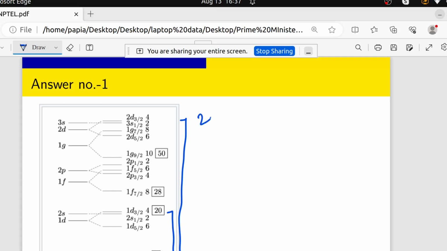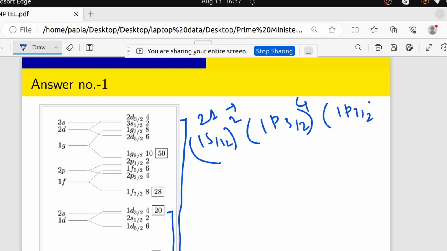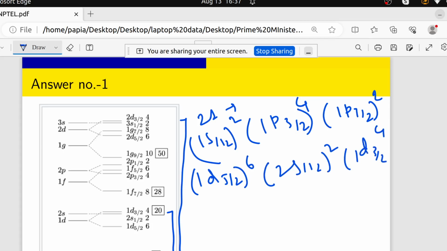That means if 21 is there, we can write 1s 1/2 2, 1p 3/2 4, 1p 1/2 2, 1d 5/2 6, 2s 1/2 2, 1d 3/2 4. These all make 20. Now we need 21 nucleons, so the last one will go as 1f 7/2 1. This is the ground state nuclear shell structure configuration.